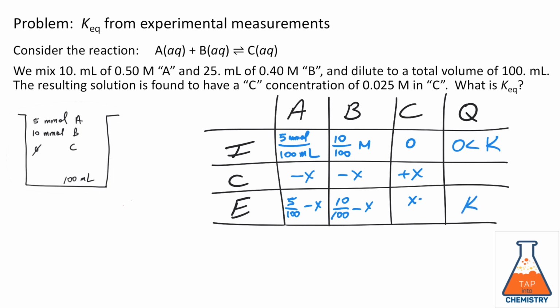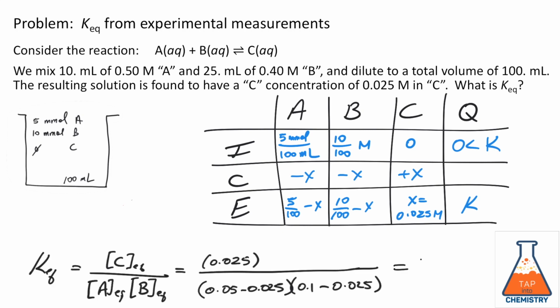The problem also then states that at equilibrium, the concentration of C is 0.025 molar, so we'll plug that in for X. Plugging these values into the expression for K, we get a value of K that's equal to 13.